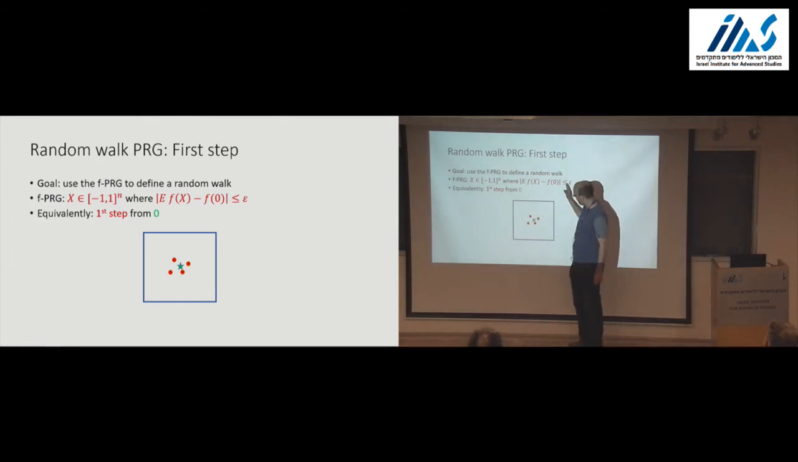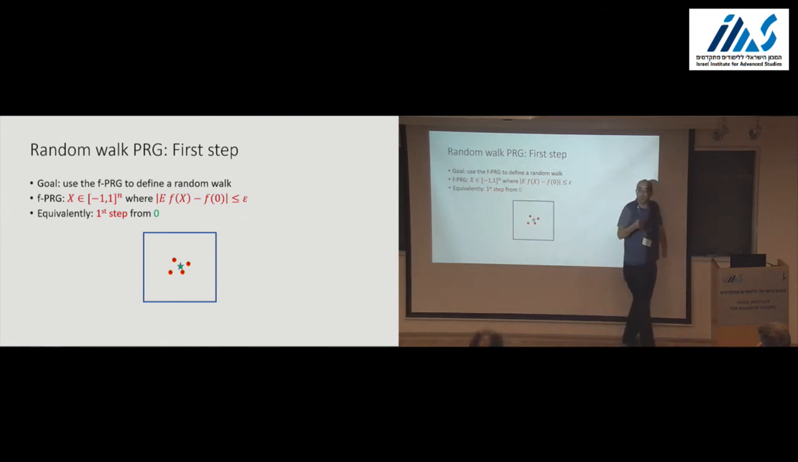So now I moved from 3 dimensions to 2 dimensions because it's easier to draw. So now I'm in this n-dimensional cube, where n is 2, I guess. And we have this small distribution here. It takes values inside the cube. And the promise is that for every function in my class, the average on these points is the same as the value in the center. Okay? So this is going to be the first step in my random walk. And the question is, what do I do next?